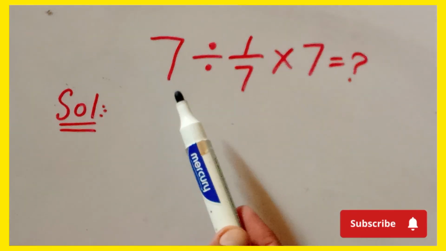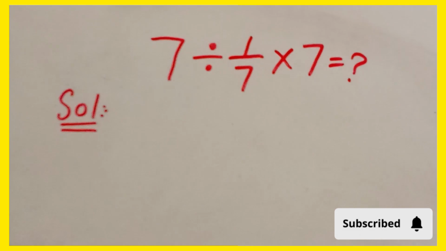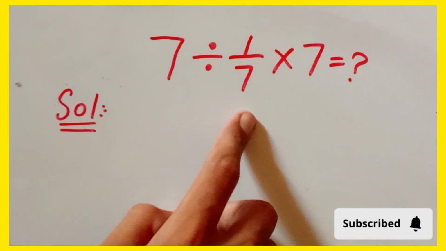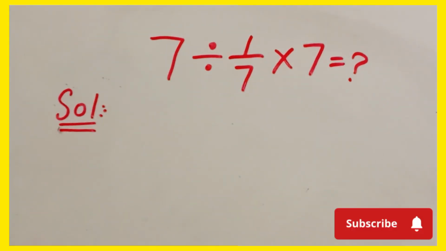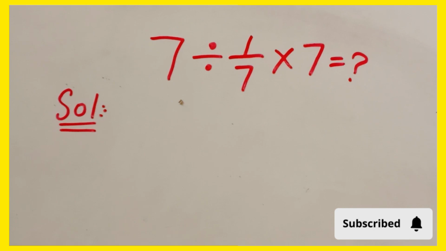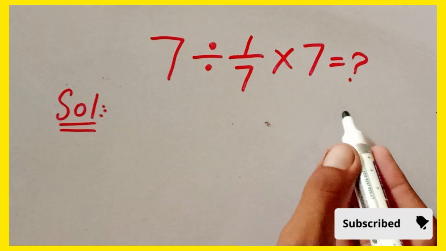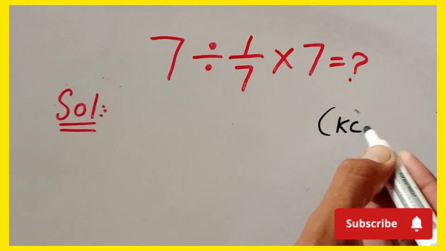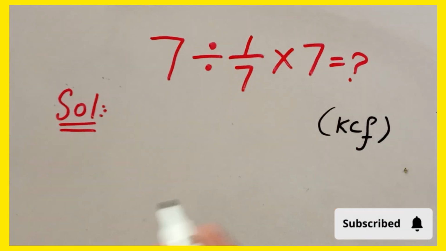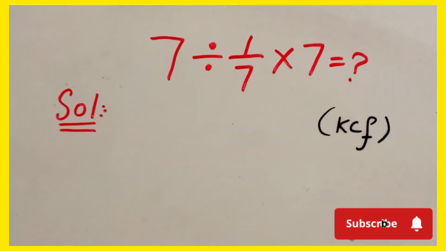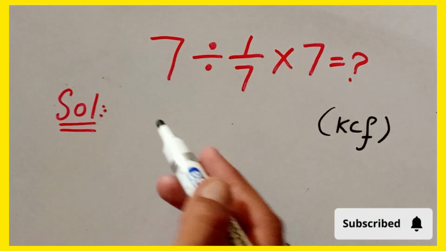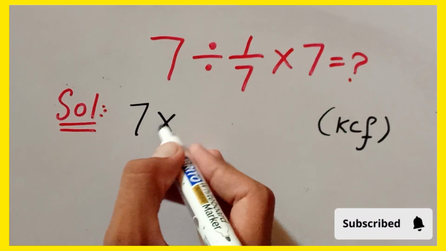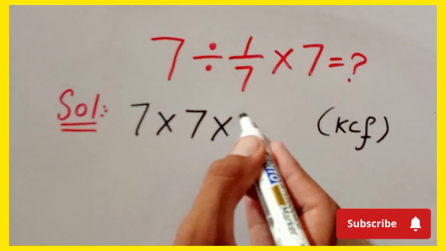In this video we will find the value of this expression, which is 7 ÷ (1 ÷ 7) × 7. So how can we find the value of this expression? Firstly, we should all know about KCF, where K stands for keep, C stands for change and F stands for flip. We can write it as 7 × 7 × 7.